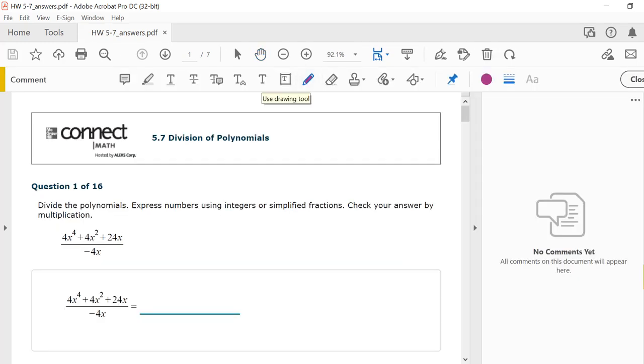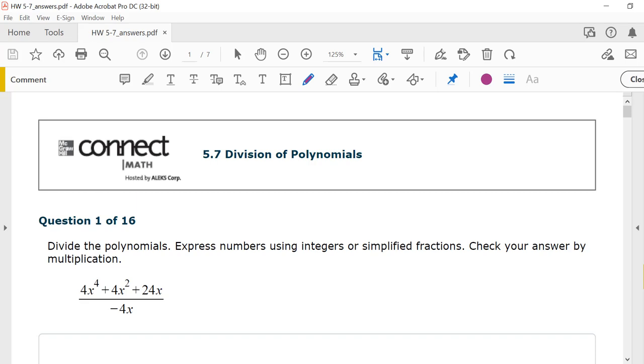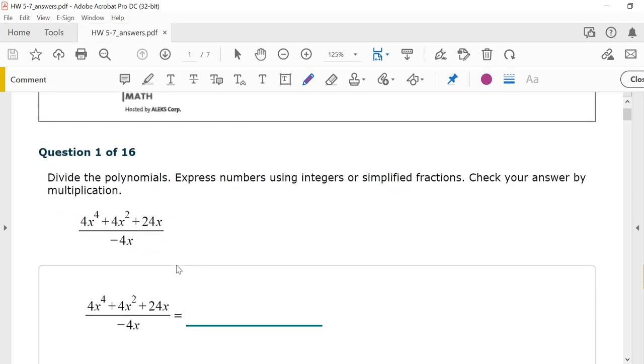Okay, let's go look at section 5.7, division of polynomials. Question number 1 says to divide the polynomials, express numbers using integers or simplified fractions. Check your answer by multiplication.